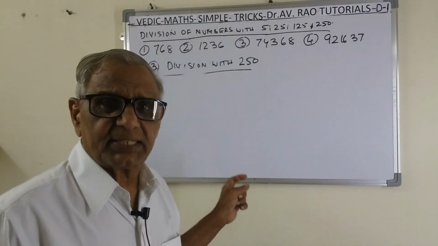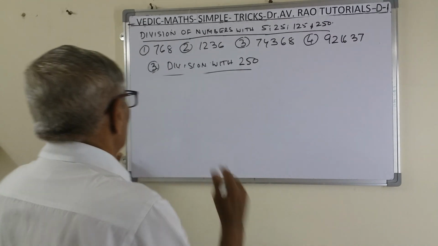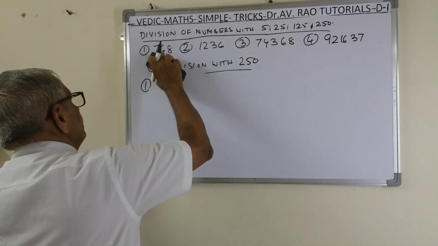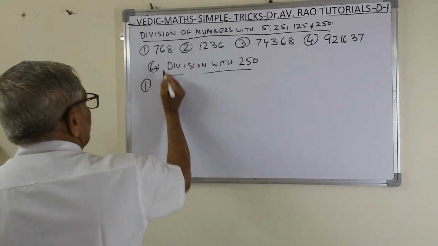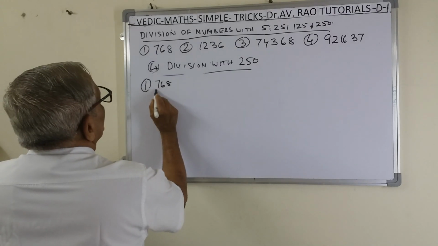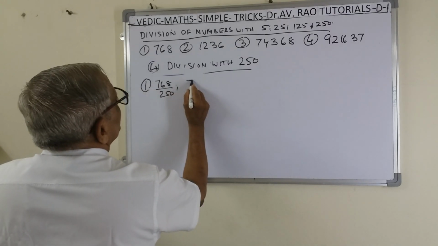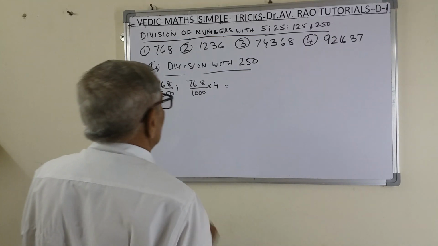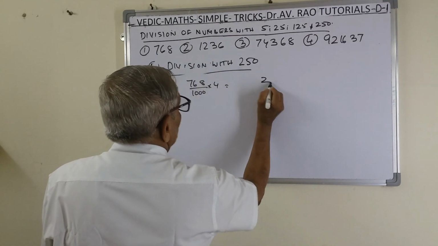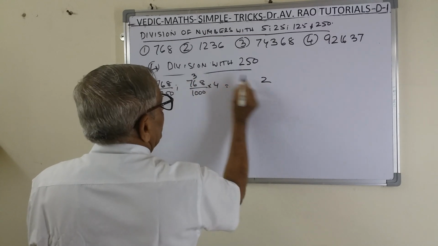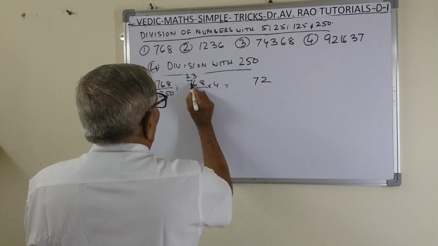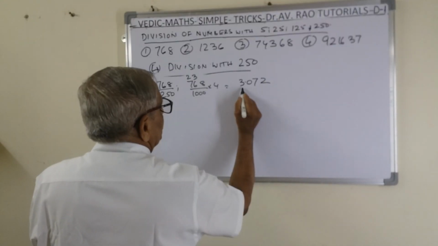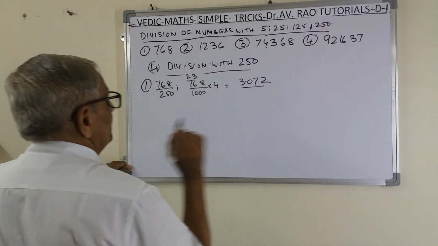Friends, now let us discuss division with 250. So first example, 768 divided by 250. So 768 divided by 1000 into 4. So multiplying it, 4 8s are 32, 3, 4 6s are 24 plus 3 is 27, 2, 4 7s are 28 plus 2 is 30, 3 or 3072. Now put a decimal point after 3 digits from the extreme right. This will be the answer.